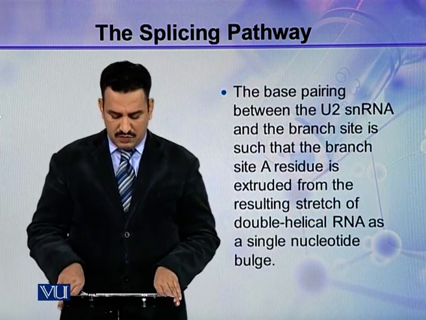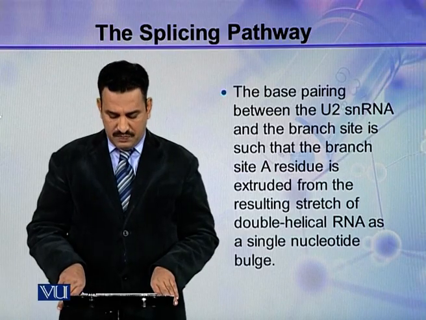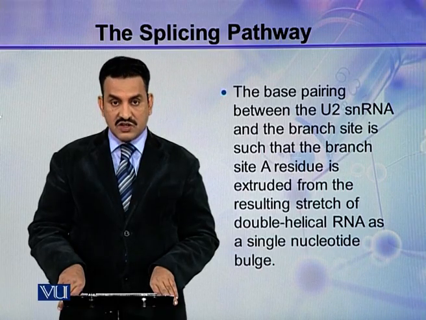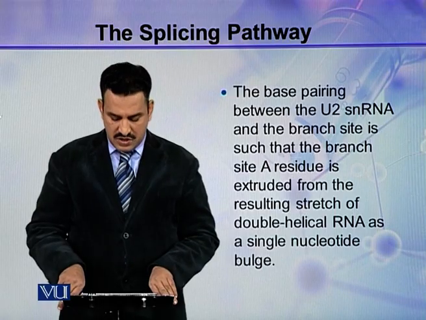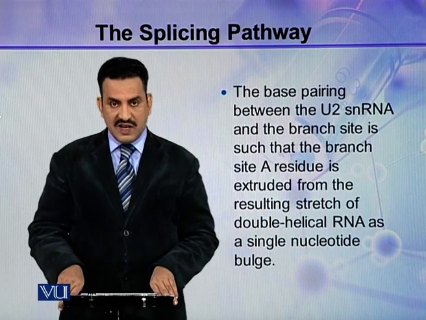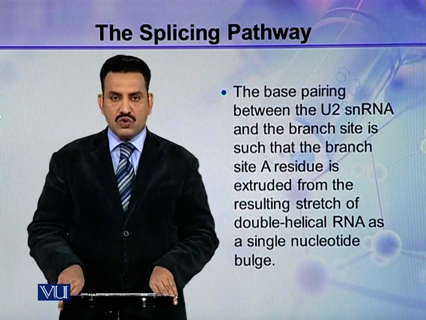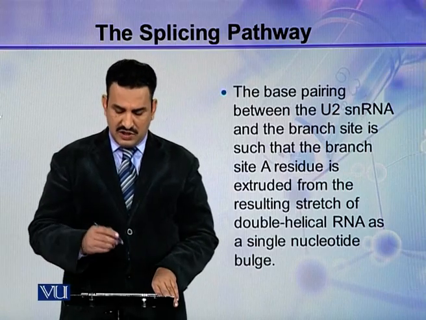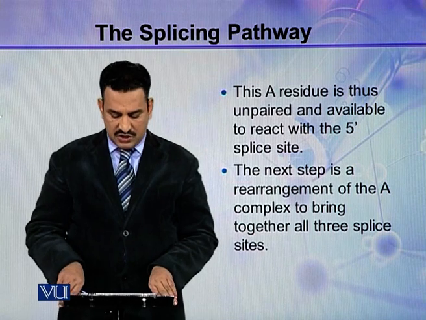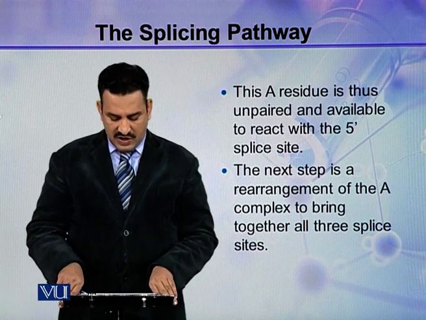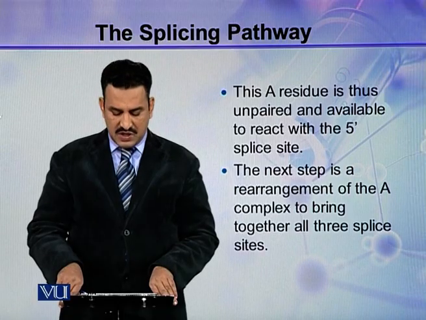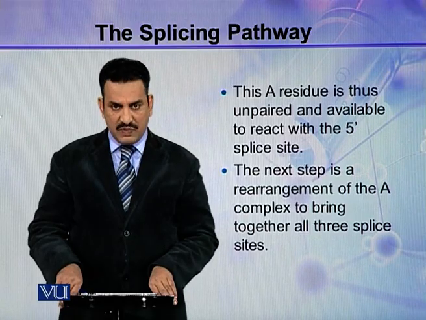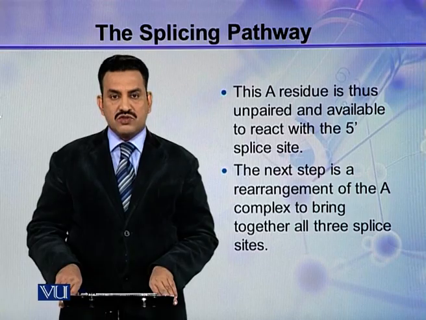The base pairing between the U2 SNRP snRNA and the branch site is such that the branch site A residue is extruded from the resulting stretch of double helical RNA as a single nucleotide bulge. A bulge is formed, as you have seen in the figure. This A residue is thus unpaired and available to react with the 5' splice site. The next step is a rearrangement of the A complex to bring together all three splice sites.